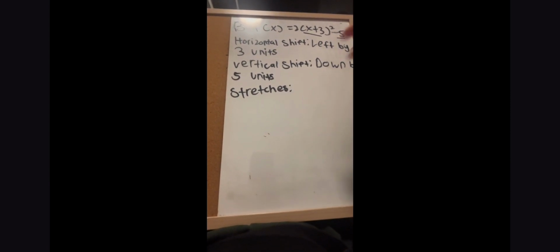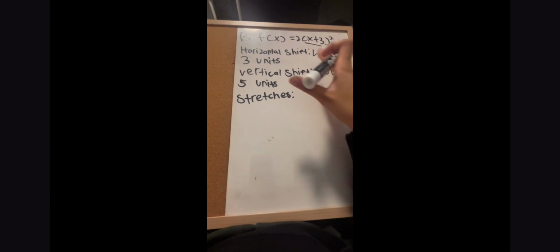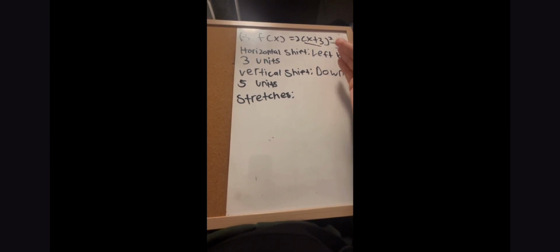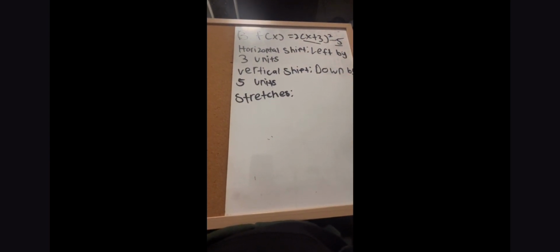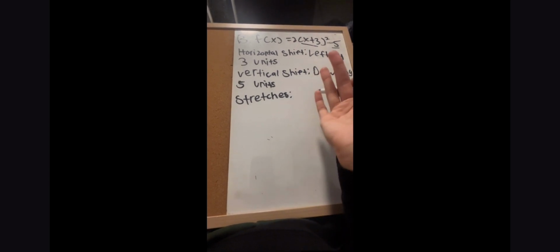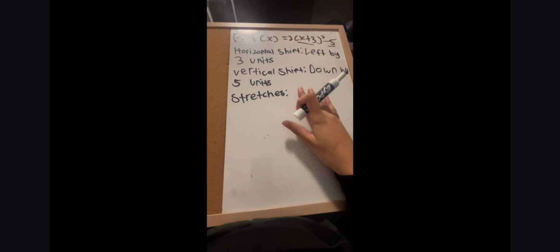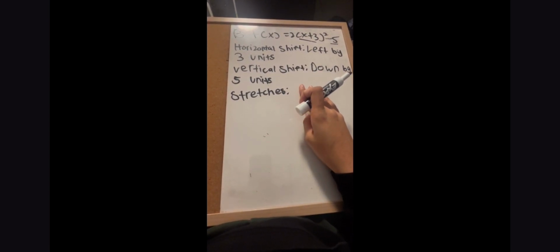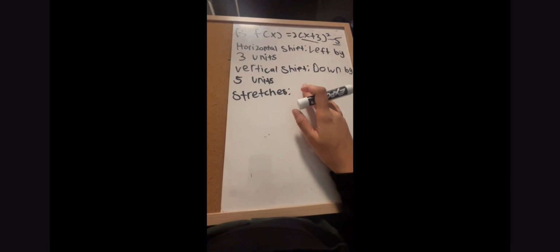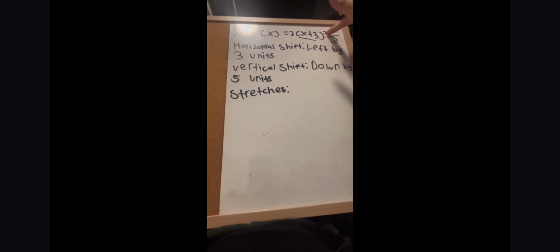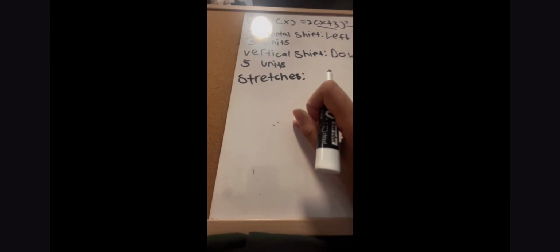And so, a horizontal shift, you find this by looking right here. And you can see how there's a positive, and that would mean it would be left by 3 units. And we move on to vertical shift, and since there is a negative 5 outside the squared term, that indicates that there's a vertical shift going to happen. And then stretches.